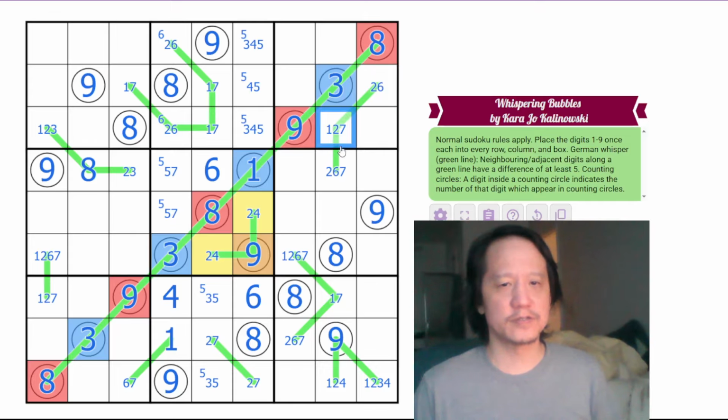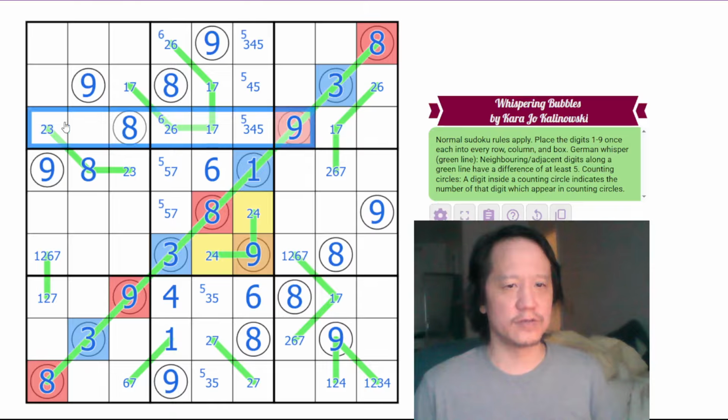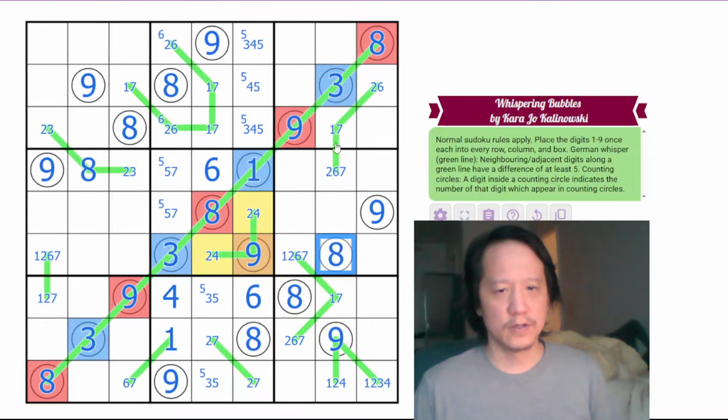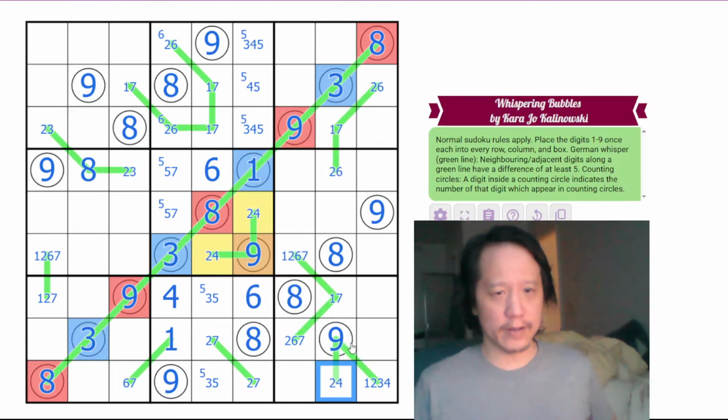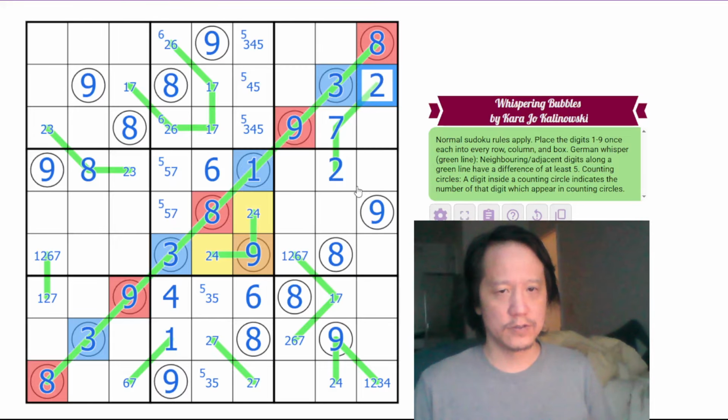If this is 6, this must be 1. If this is 2, this has to be 7. So it's a 1, 7 pair here, which eliminates 1 and 7 in the rest of the row there. This 1, 7, 1, 7 pair eliminates 1 and 7 in the rest of the column, so this can't be 1 or 7. This is 2 or 4. This 6 eliminates 6 here, so this is 2, which makes this 7, which makes this 2.